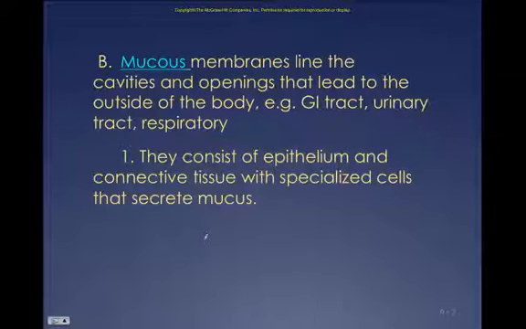So mucous membranes are lining those cavities that are open and lead to the outside world. And again, they're going to consist of these two different tissue layers: an epithelial tissue layer and a connective tissue layer. And inside that epithelial layer, you're going to see specialized cells that are designed to produce and secrete mucus. So that's what makes this a mucous membrane: instead of having cells that secrete serous fluid, now these cells are secreting mucus.